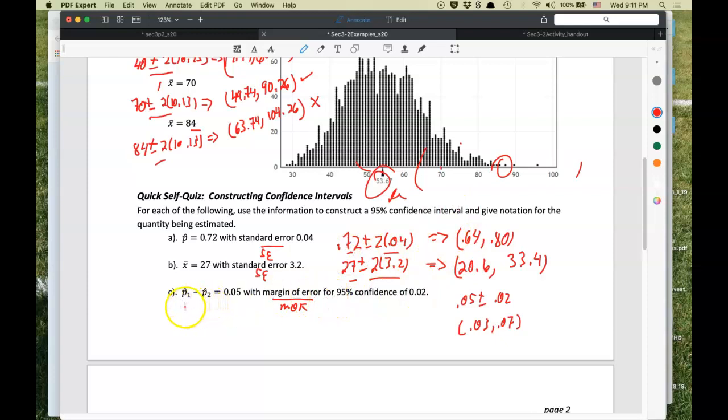And then in this case, our statistic is a difference in proportions. The margin of error is given. There's no multiplying by 2 that has to happen. So we've got the stat, in this case, plus or minus the margin of error. And then we calculate 0.03 to 0.07. And we might observe that we're 95% confident that the difference is greater than 0, or that 0 is not in the interval. And if we're comparing two groups, that's an important thing. We don't think that 0 is plausible. So it's unlikely that the proportions are the same for the two groups.